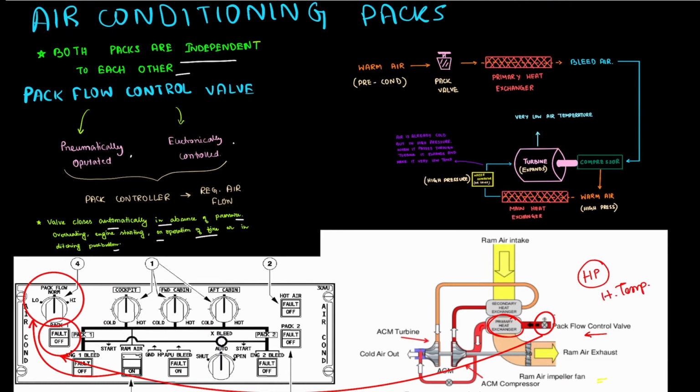So the high temperature, high pressure air gets into the secondary heat exchanger or the main heat exchanger, where the air cools down. The air has high pressure and the temperature is low. Then it passes through a water separator, which extracts all the moisture from that high pressure, cool air.